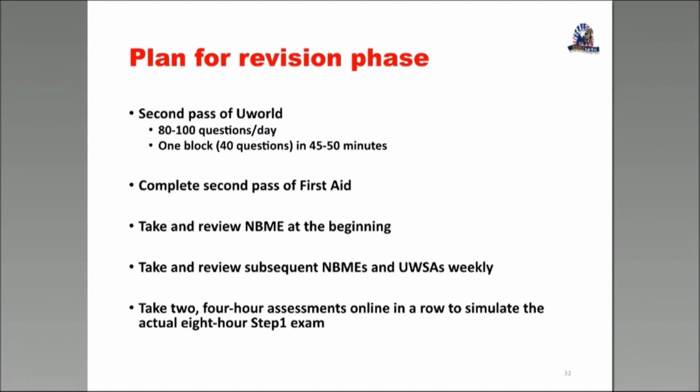In terms of your plan for the revision phase, you should complete the second pass of UWorld, and you should strive to solve and review about 80 to 100 questions every day. Practice solving one question block, which is about 40 questions, in 45 to 50 minutes, so that you can leave enough time for review of responses on the actual test. Of course, revise your notes, whether you've taken it in the planner or anywhere else. You should also complete the second round of First Aid and revise the notes taken from additional resources.